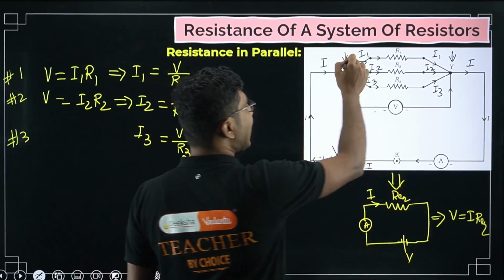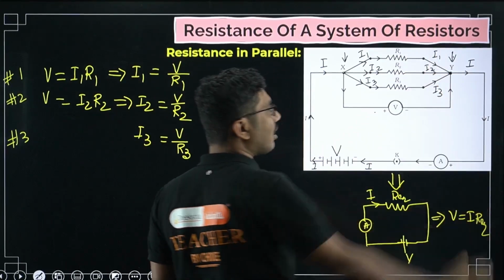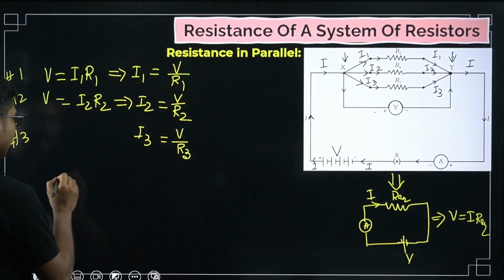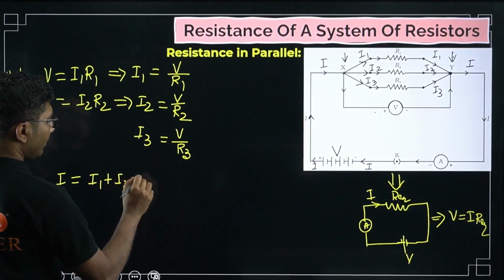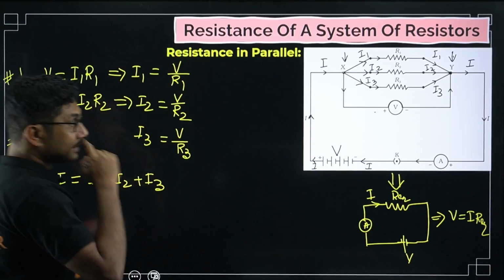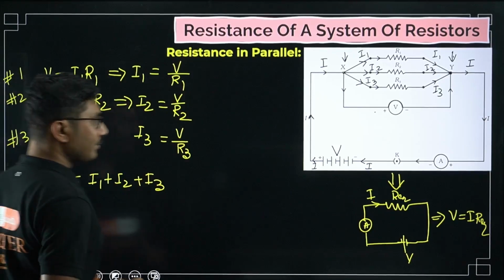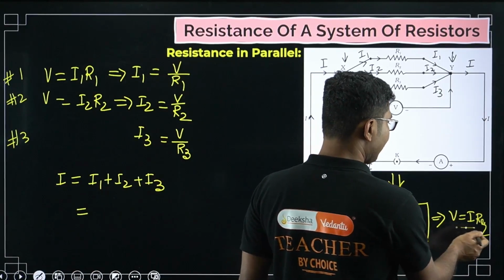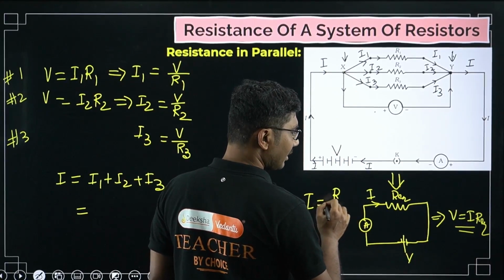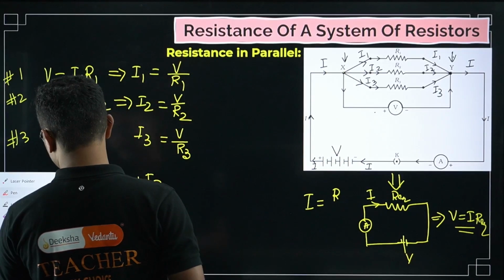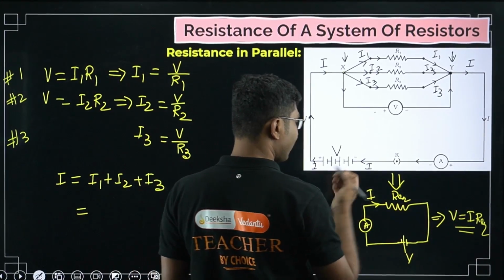Why? Because I know that current I was separated into 3 currents and then they again merged, and I got the same current I. So I, the total current in the circuit, is equal to I1 plus I2 plus I3. Right, this is how the current separated. Now let's put the values. From this equivalent circuit, I can write I is equal to V by R equivalent. Again, as I said, this equation will remain unchanged for any circuit.